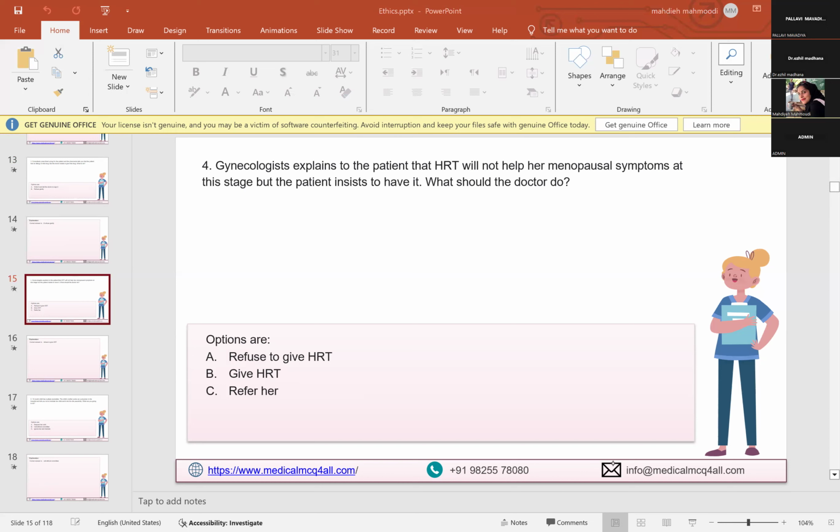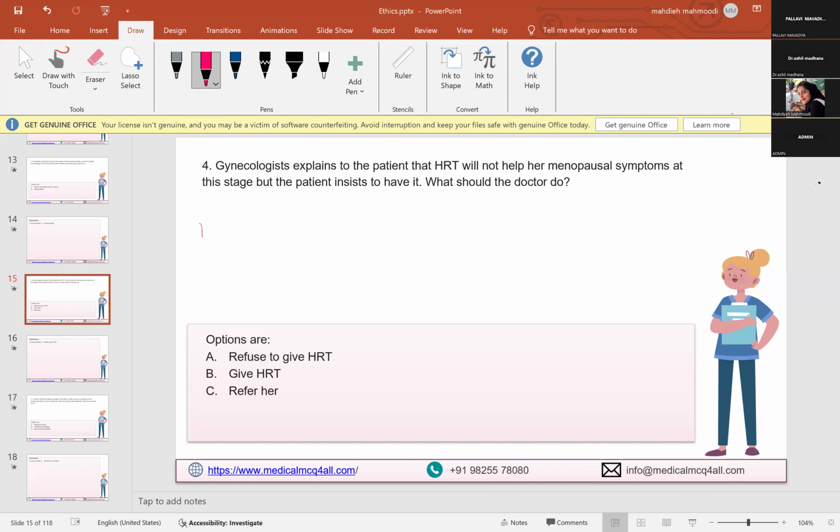What do you think? We have to refer her or refuse to give HRT. Okay, so you think that we should refuse or refer. Okay, next. Refuse to give HRT, ma'am. Okay, very good. So here's the thing.